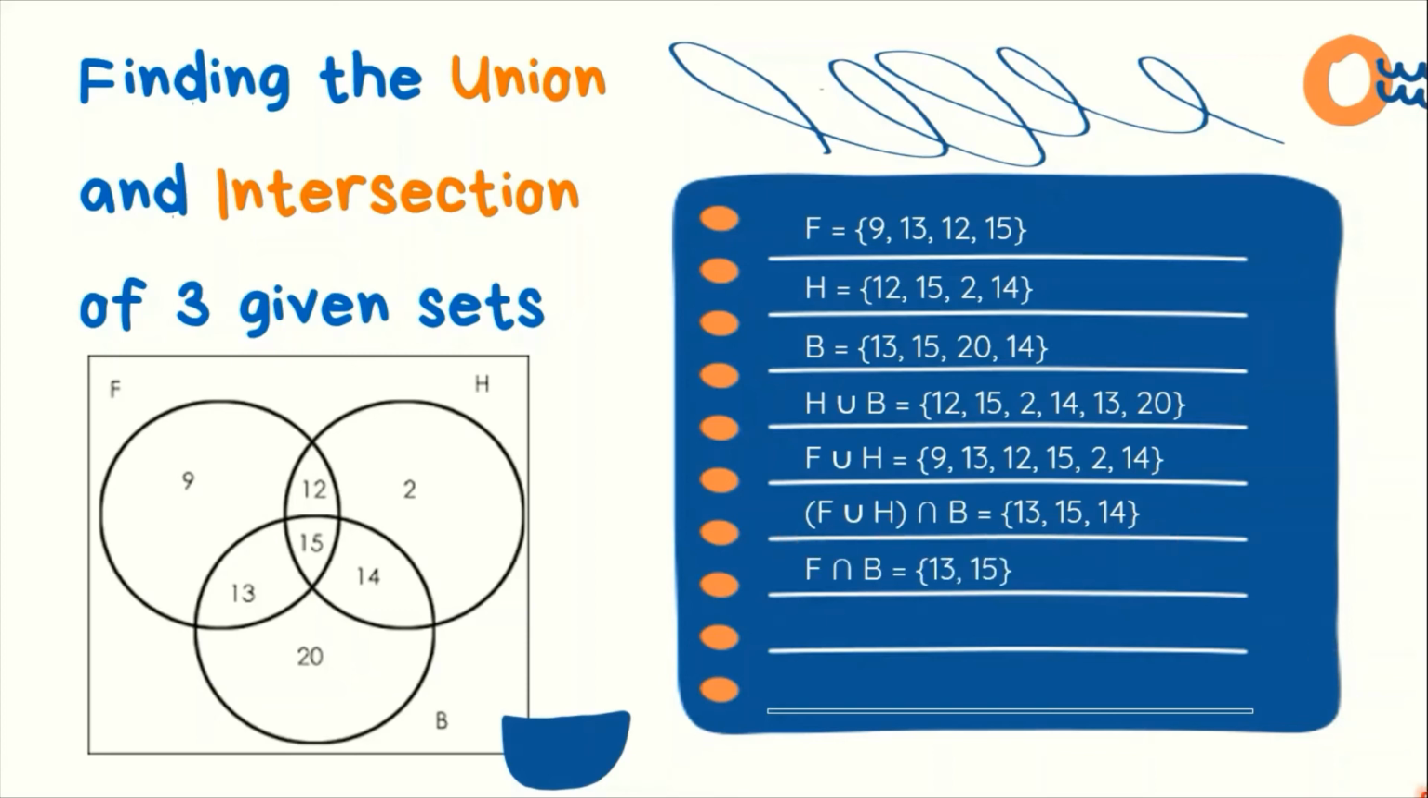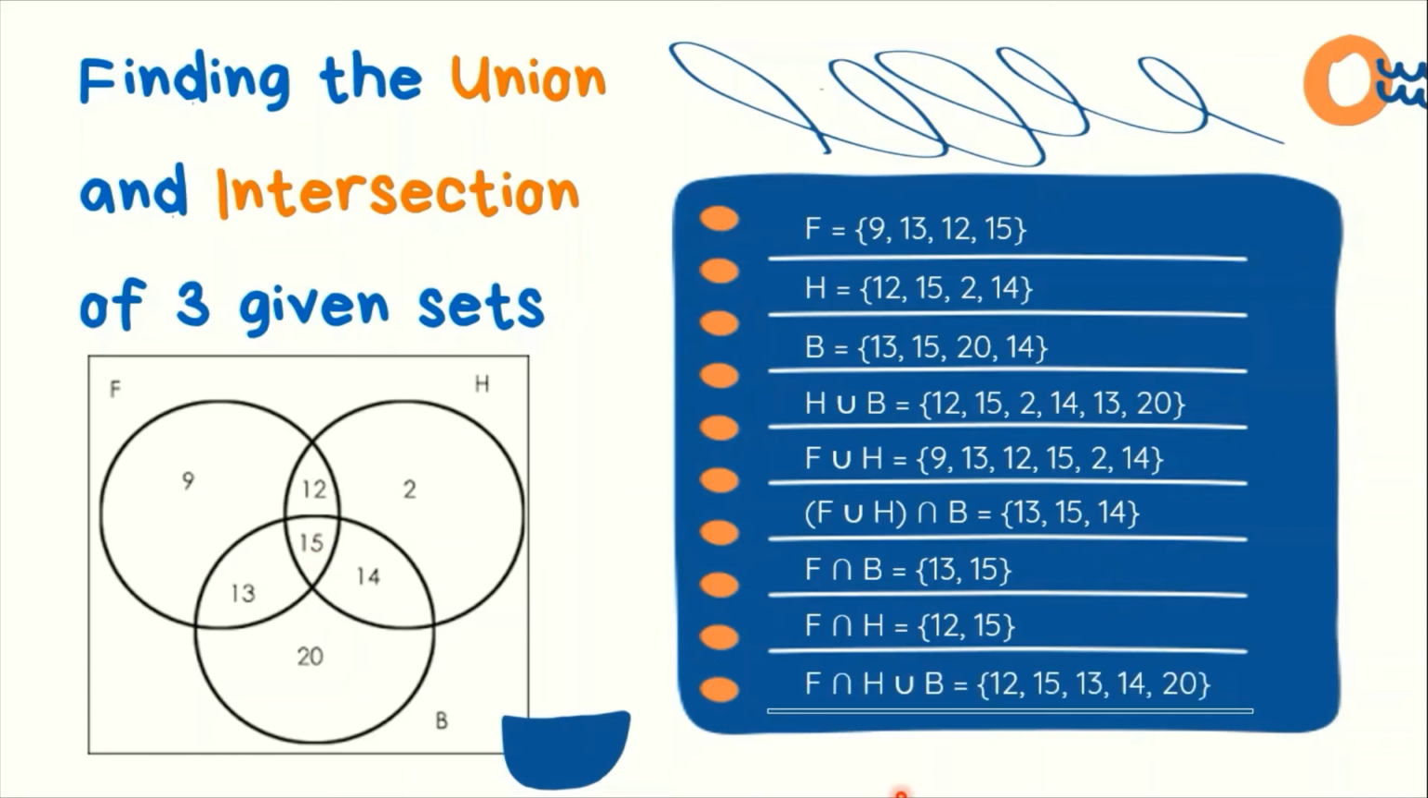Next, F intersect B. So, ito si F. Ito naman si B. Kukunin lang natin yung mga elements na common sa kanilang dalawa. So, in this case, ito lang yon: 13 and 15. We also have the intersection of F and H. So ito si F, ito si H, common numbers ay 12 and 15.